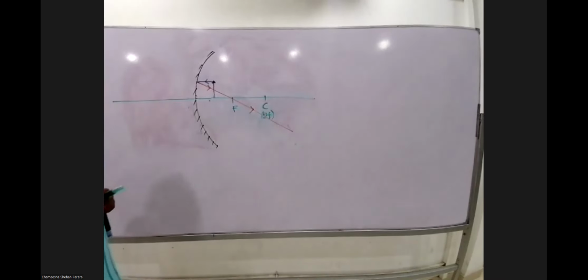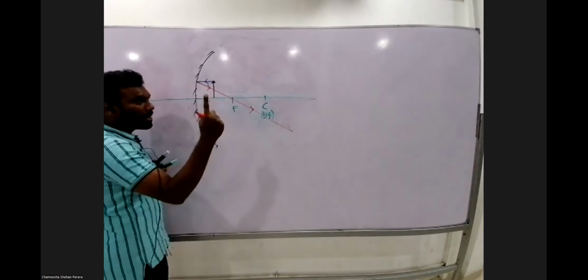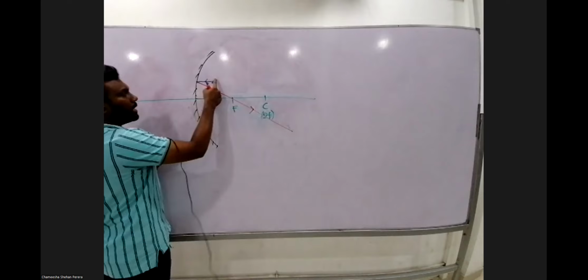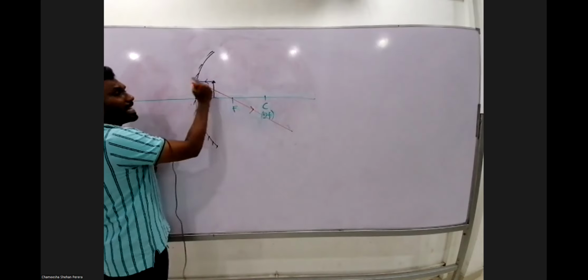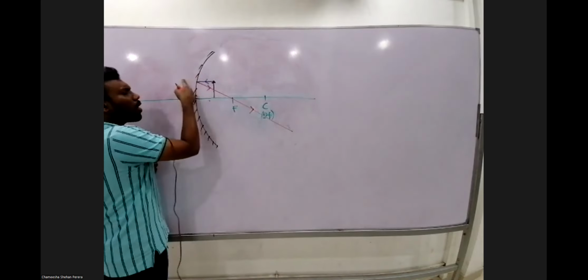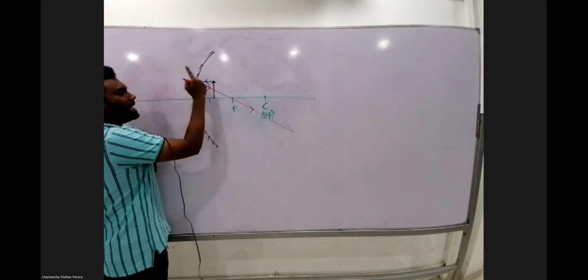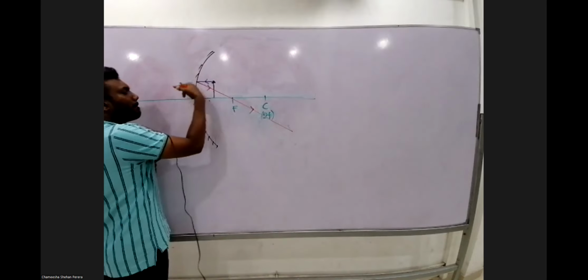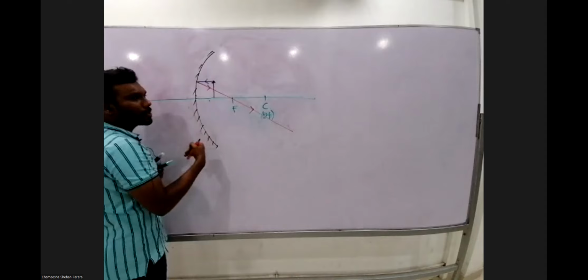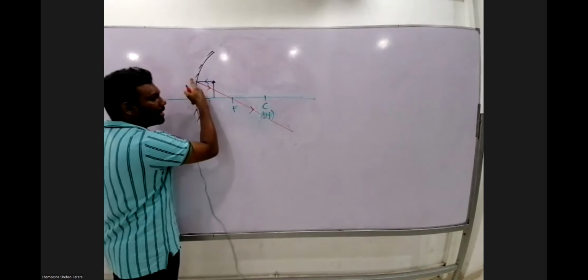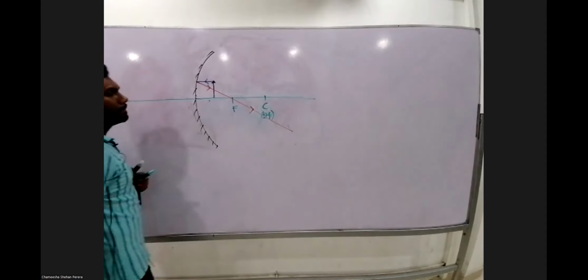So what really happened? From the top of the object, there was one light ray incident on the concave mirror. It came to the concave mirror parallel to the principal axis. So this light ray should get reflected through the focal point. Done.